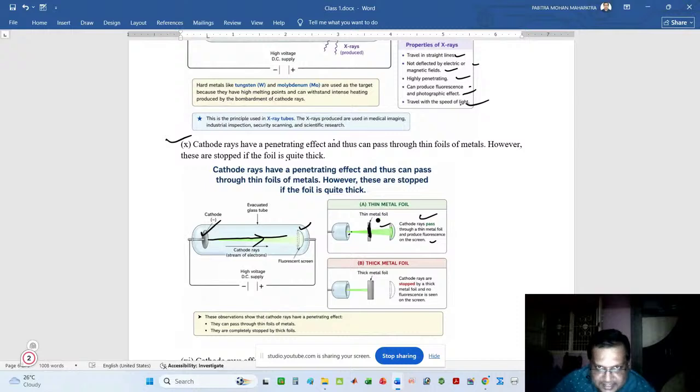If you place a thick metal foil, then what happens? The cathode ray cannot pass through the thick metal foil. So here I can say that cathode rays are stopped by thick metal foil and no fluorescence is seen on the screen. That means cathode rays can penetrate the thin metal foil, but they cannot penetrate the thick metal foil.